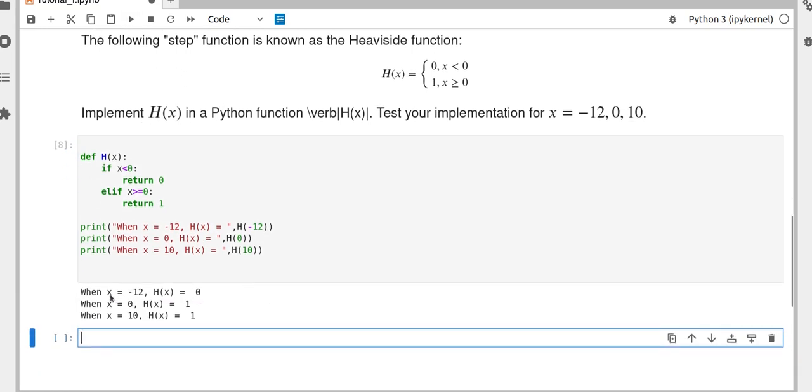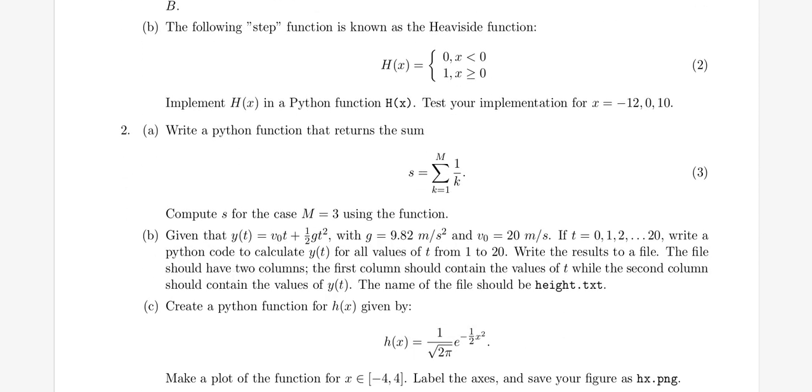So you can see when x is -12, the answer is 0, because -12 is less than 0. And when x is 0, h of x is 1, because when x is greater than or equal to 0, the function is 1. Same thing when x equals 10, the code returns 1. So it's correct. Okay, then 2a.